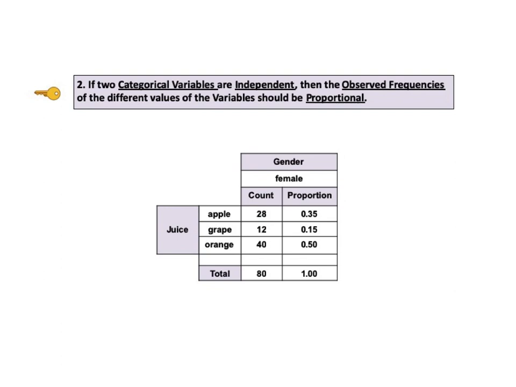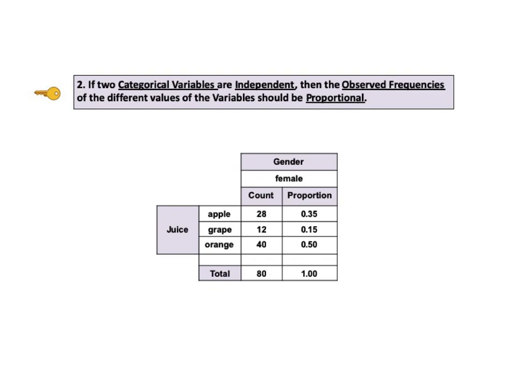In this example, there are two categorical variables, gender and juice preference. The variable gender has two possible values. The category names male and female are the two possible values for the variable gender. The categorical variable juice has three possible values. The category names apple, grape, and orange are the three possible values for the categorical variable juice.